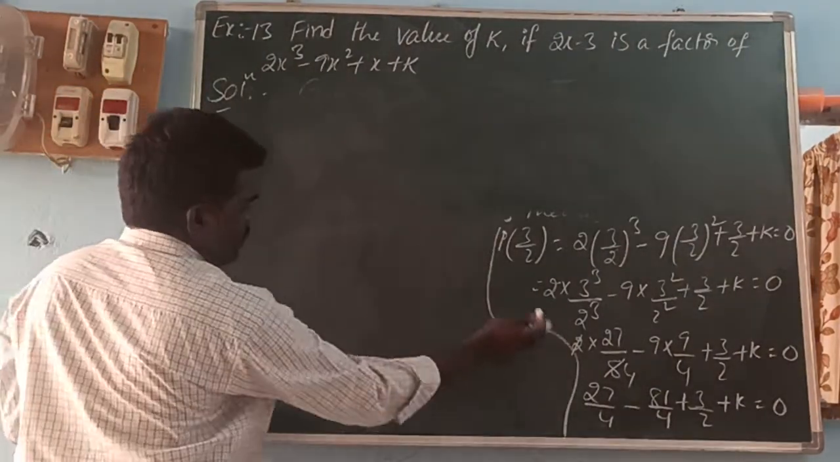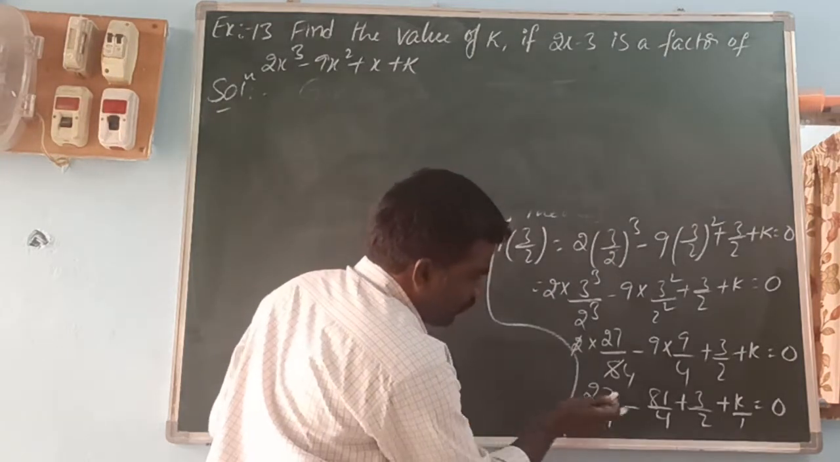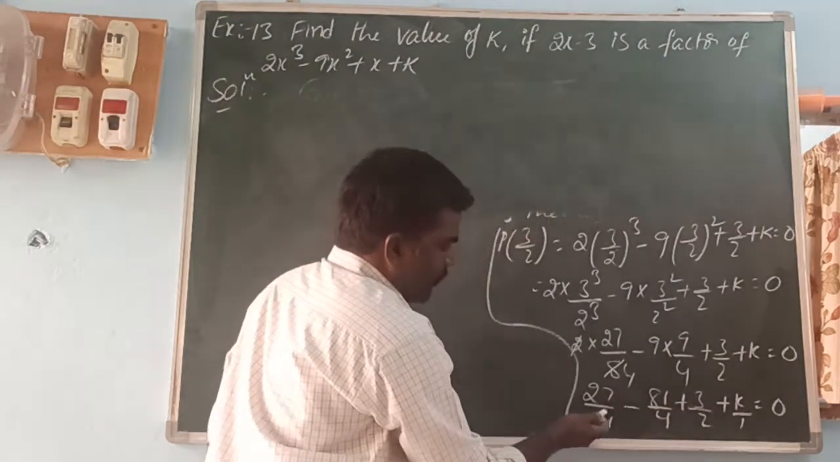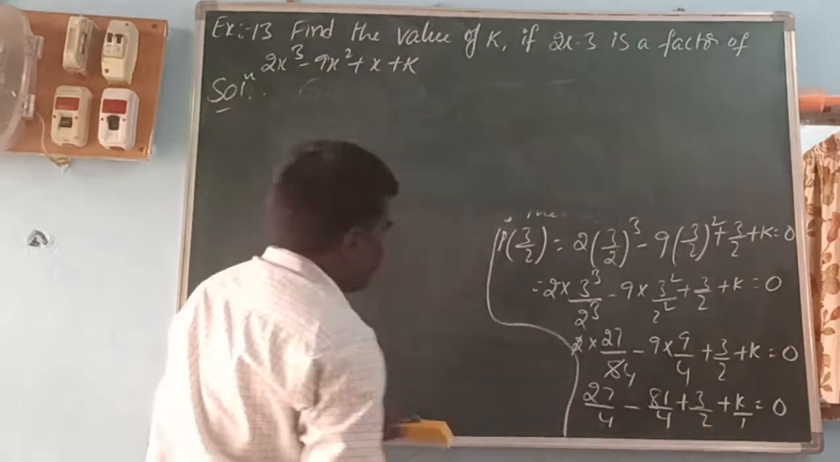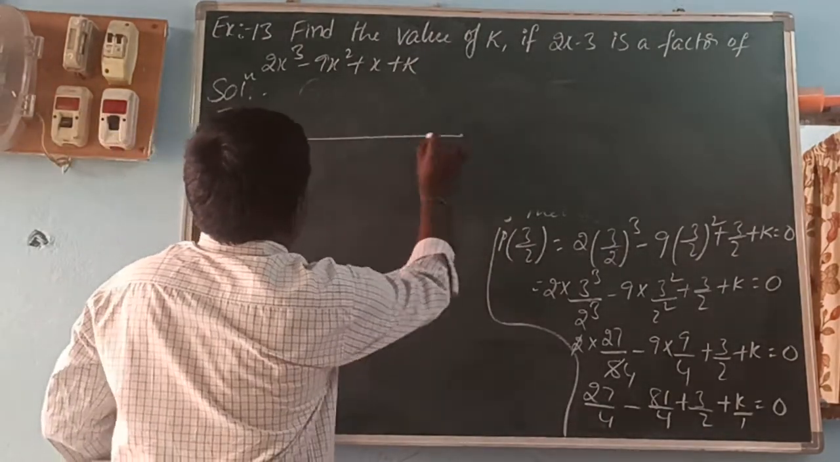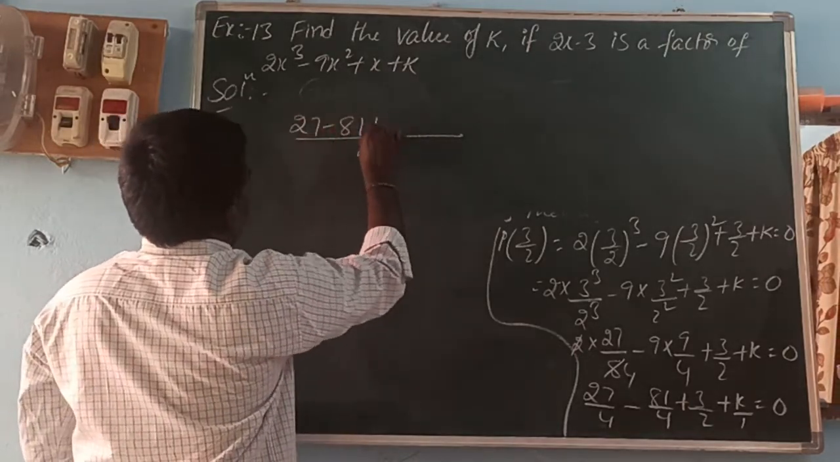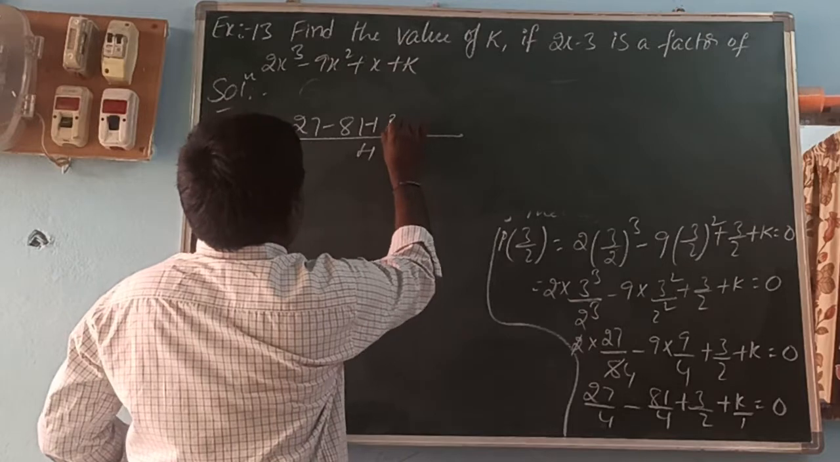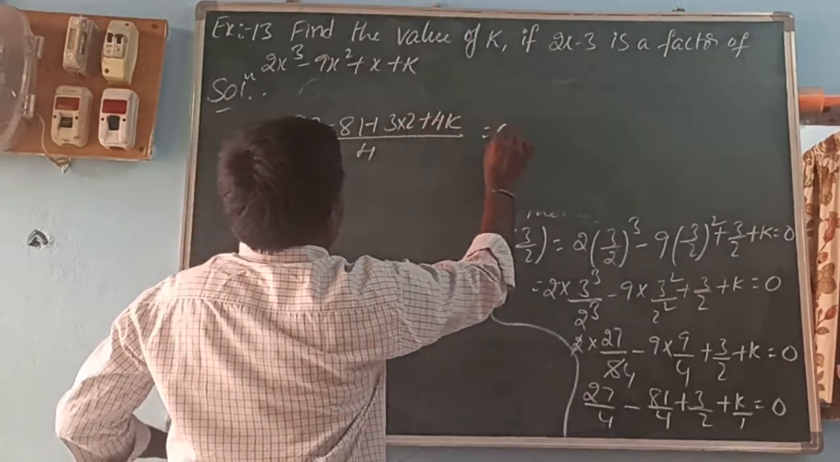So here now take the denominator LCM. Here what are the denominators? 4, 4, 2, 1. So 4 is a multiple of 2. The highest number is a multiple. So here the denominator LCM is 4. So that is here 27 minus 81 plus 3 into 2 plus 4k is equal to 0.